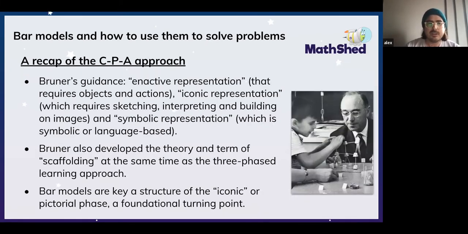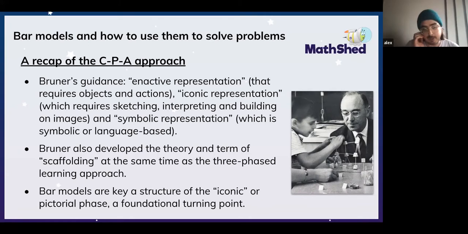So a little bit more just to recap on the CPA approach for those who weren't in the last webinar. We know it as concrete pictorial abstract. When Bruner first developed the process, he referred to it as an active representation. So kids making actions with physical objects, iconic representations, drawing icons to represent those objects, and then symbolic representation, symbols like numbers, addition, multiplication, subtraction, equals, greater than, less than symbols.